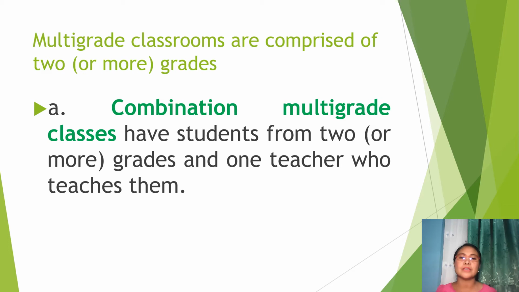When you say combination multi-grade classes, these have students from two or more grades and one teacher who teaches them. For example, in one classroom, there is one teacher teaching two or more grade levels. For example, if in one classroom there are grade 1 and grade 2, and there's one teacher, we call that combination multi-grade classes.